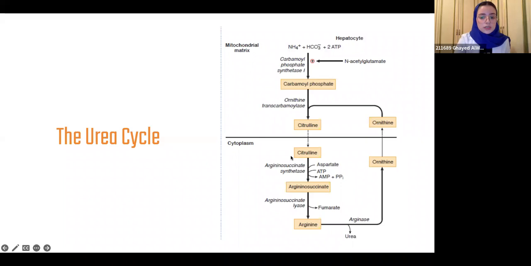But now that citrulline is in the cytoplasm, we make argininosuccinate. And then argininosuccinate is broken down into arginine, and then arginine is also broken down, and that's the end of the cycle. So that's pretty much everything. We'll talk about a few details here and there.